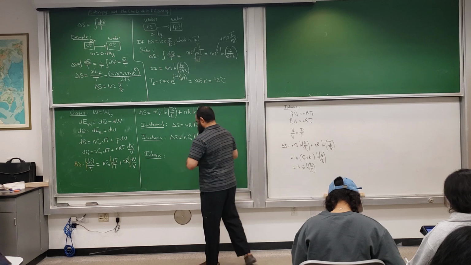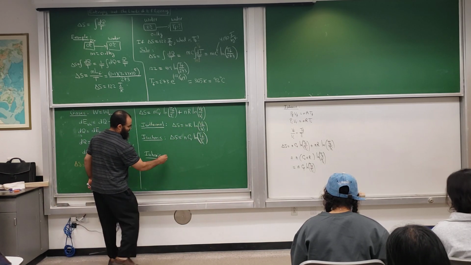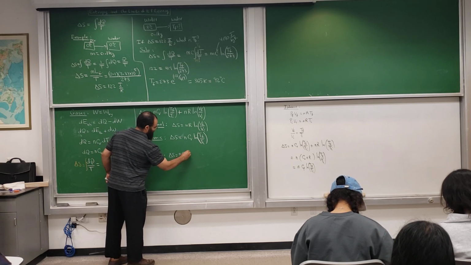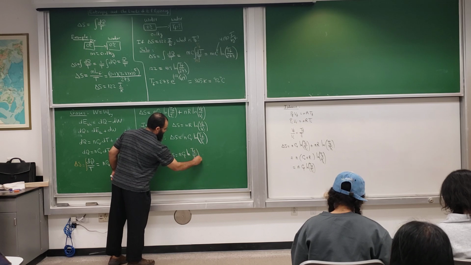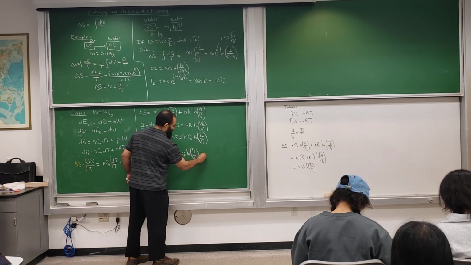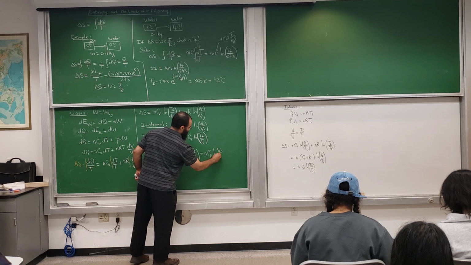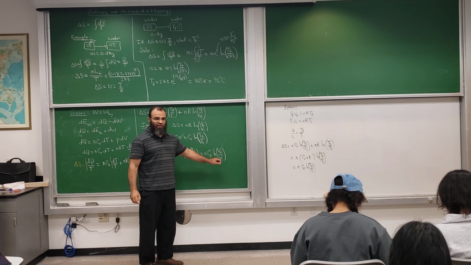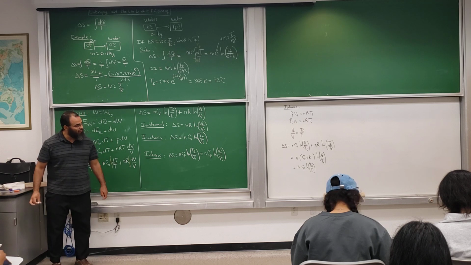So, in summary, for isobaric, the delta S is equal to N CP ln of T final over T initial, which is the same as N CP ln of V final over V initial, right? We just said T final over T initial is the same as V final over V initial. It's isobaric. That was the little bit longer way.